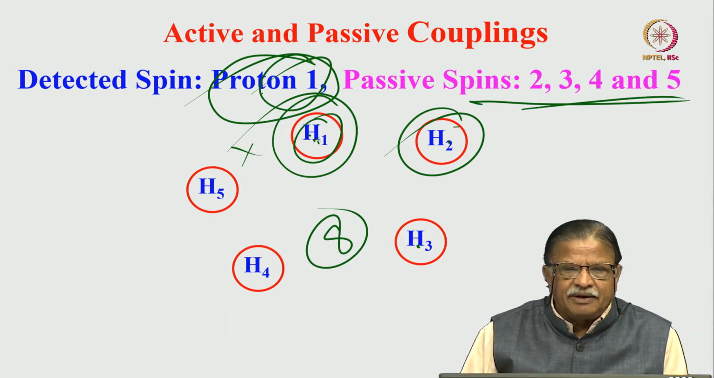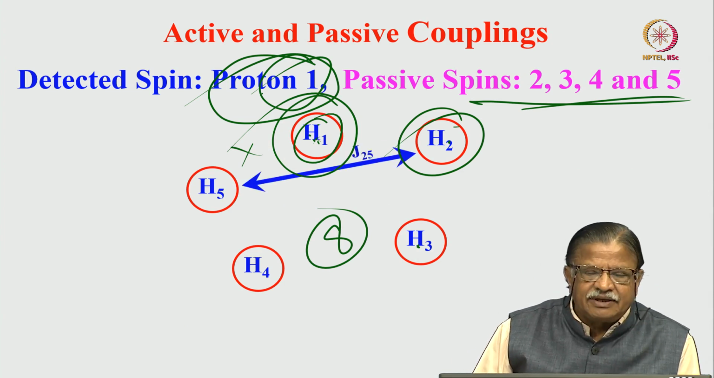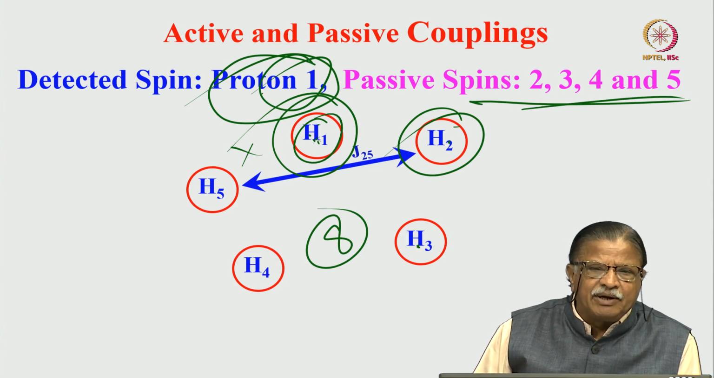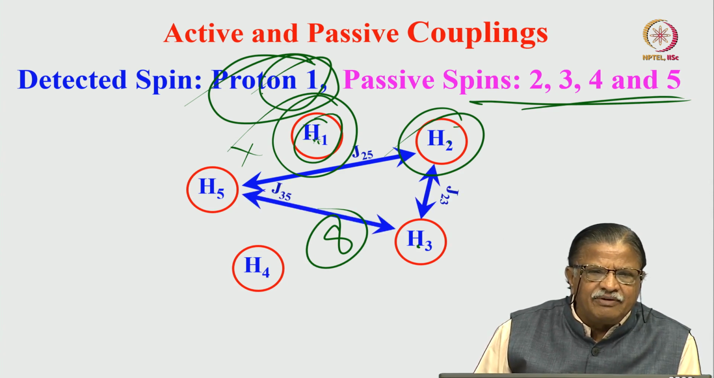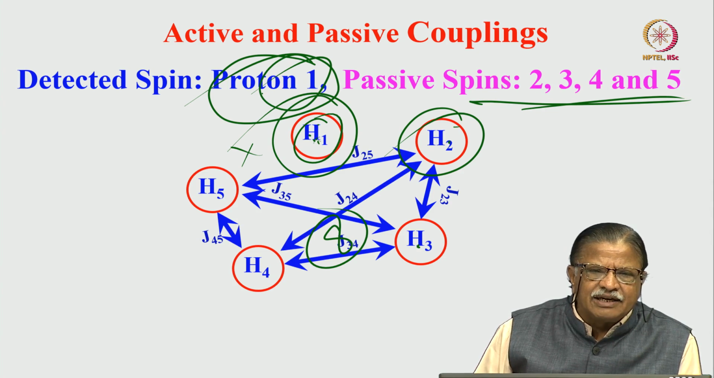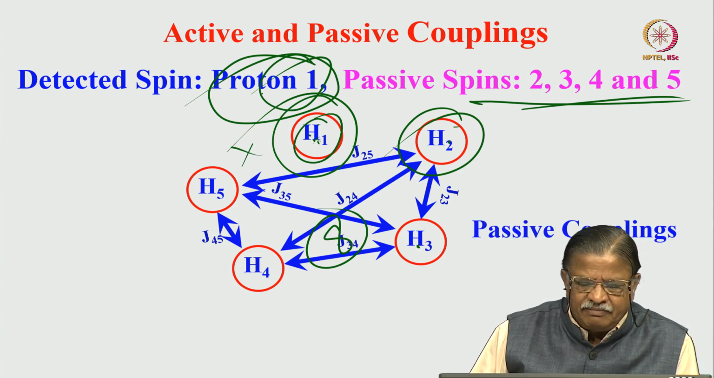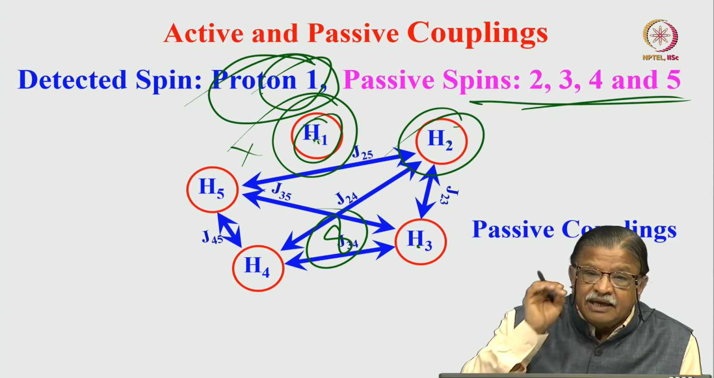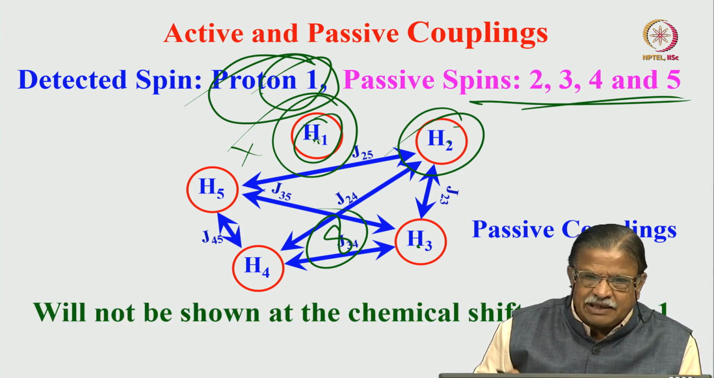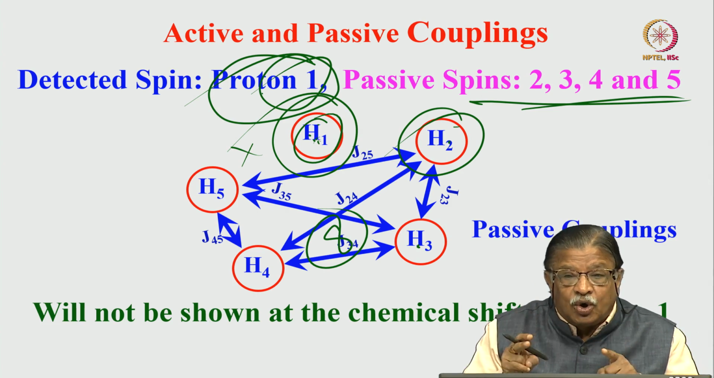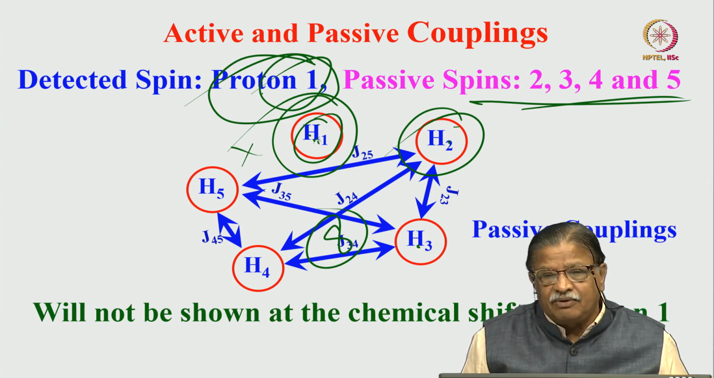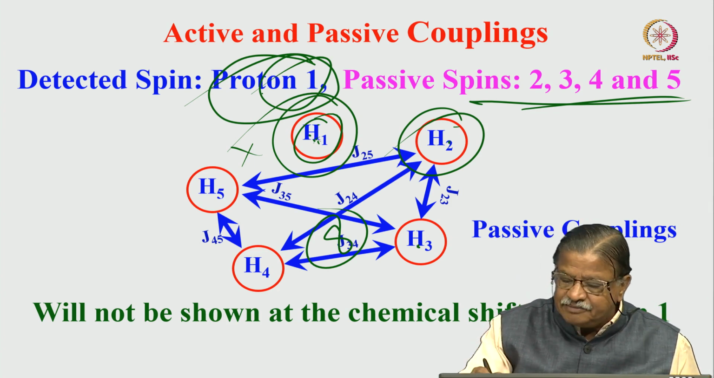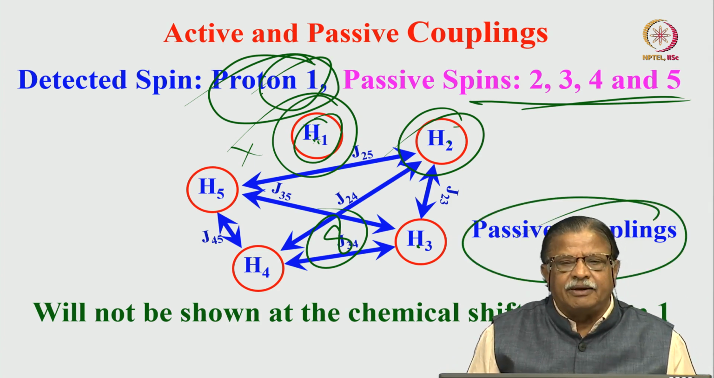Now what will happen to the other things? Other couplings are there: 2-5 is a coupling, there is a coupling between 2 and 5, 3 and 5, 2 and 3, many other couplings are there. They are called passive couplings. Please remember, they are called passive couplings. These passive couplings are not shown at the chemical shift of proton 1. At the chemical shift of proton 1, these passive couplings are not seen.